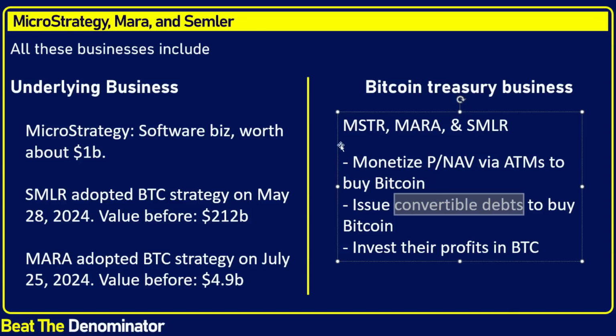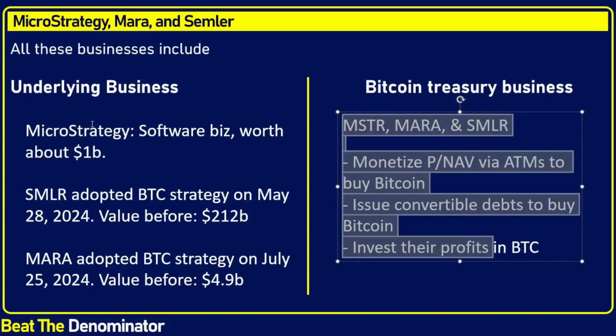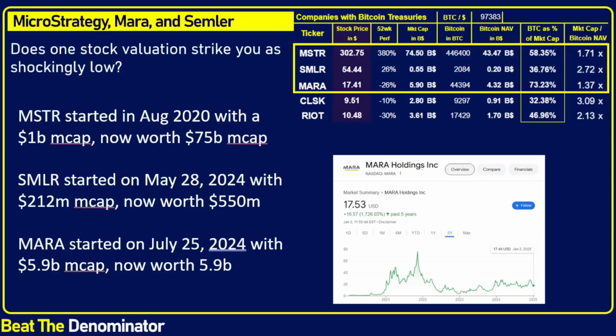All of these businesses do not differ in this, but they certainly differ in this. And today I want to especially focus on Mara and Semler. So let's get started with these two. First of all, it's shocking how some of these companies can be very low. And one of the questions is, does one of these companies strike you as low, as cheap?